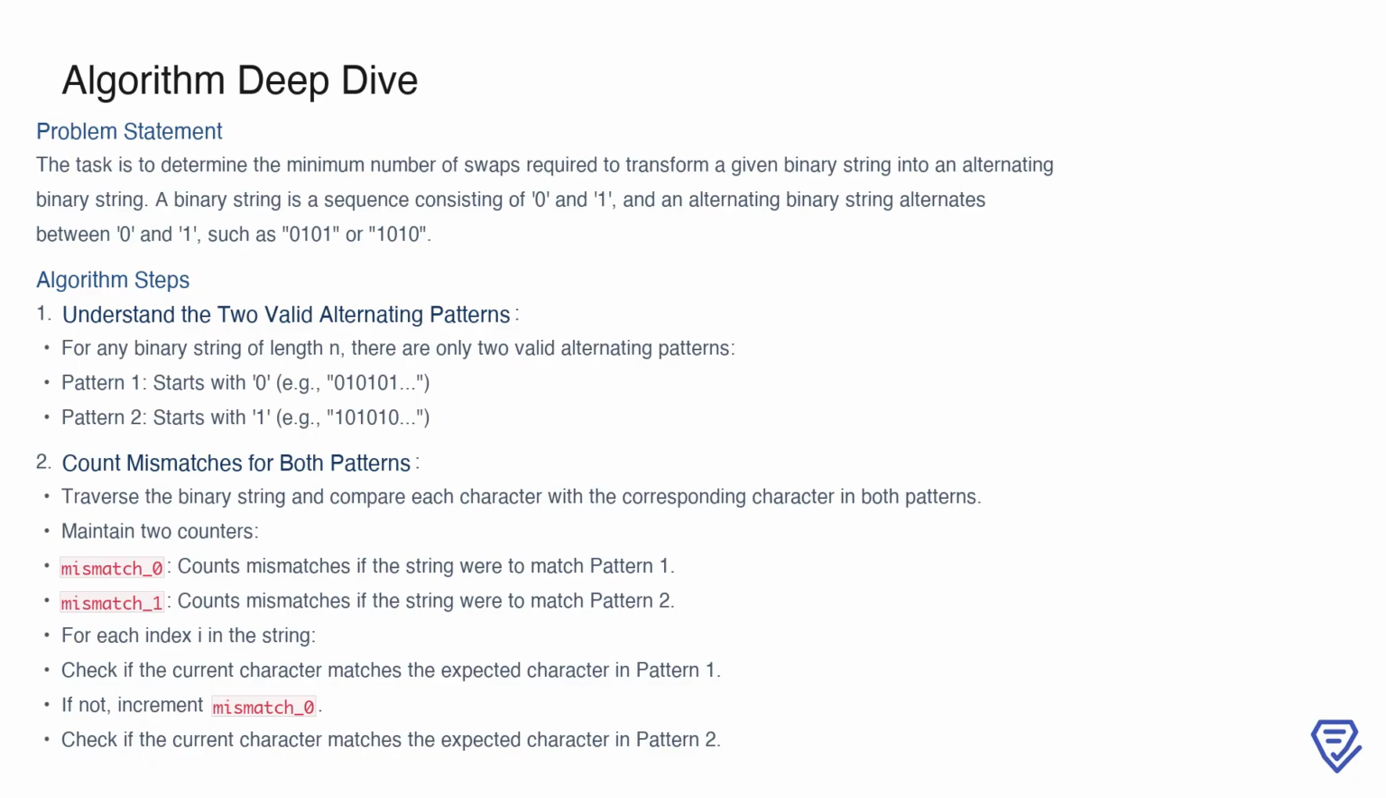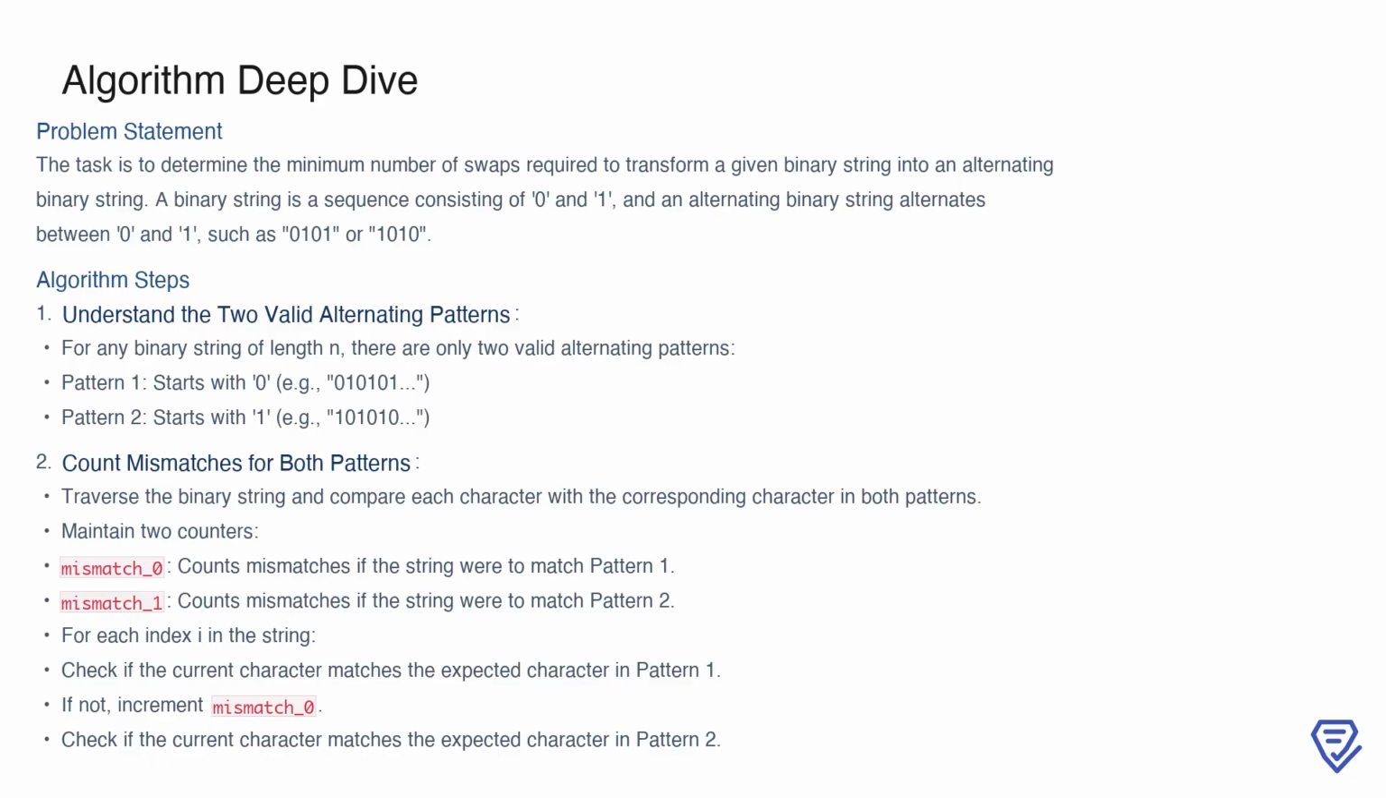To approach this, we first need to understand that there are only two valid alternating patterns for a binary string of length n. The first pattern starts with 0, creating a sequence like 010101, and the second pattern starts with 1, resulting in 101010. Next, we need to count mismatches for both patterns.